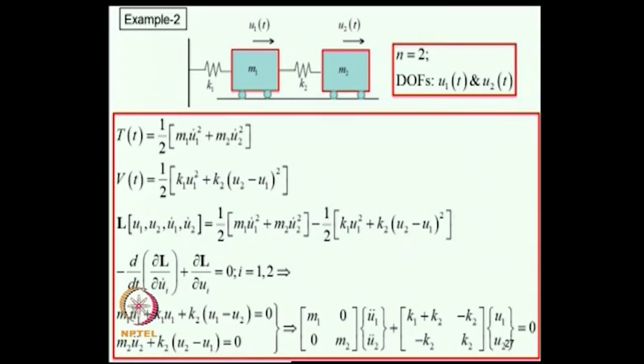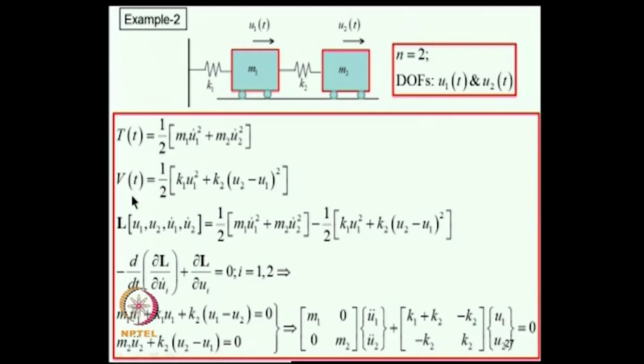Now, what I plan to do now is we will formulate the Lagrangian for a few simple systems and derive the equations of motion using the Lagrange equation. So, this is a 2 degree of freedom system, m1 and m2 are the masses, k1 and k2 are the springs, the 2 degrees of freedom are u1 and u2. What is the total kinetic energy in the system? It consists of contribution from this mass and contribution from this mass, and that is given by this expression.